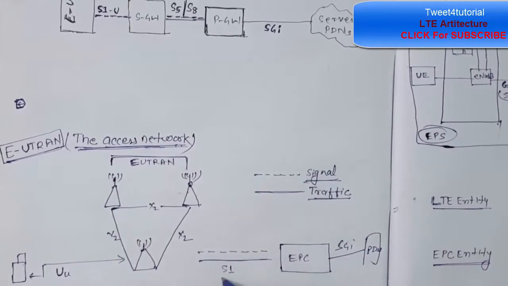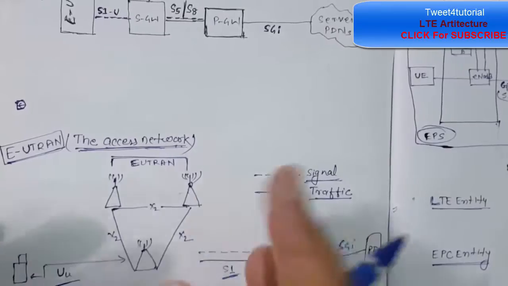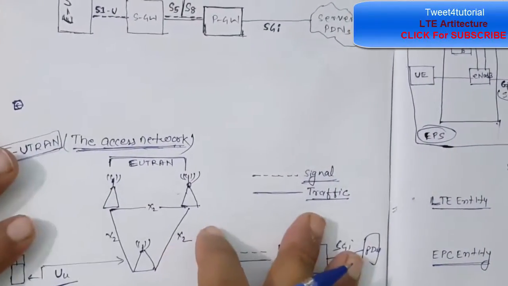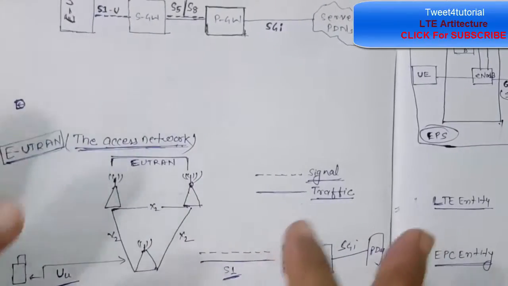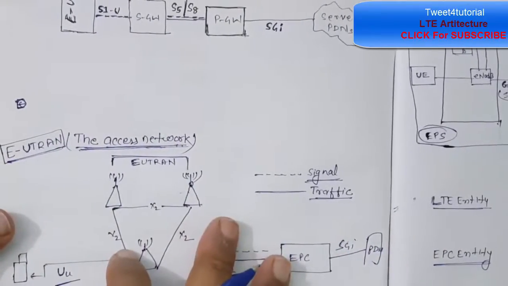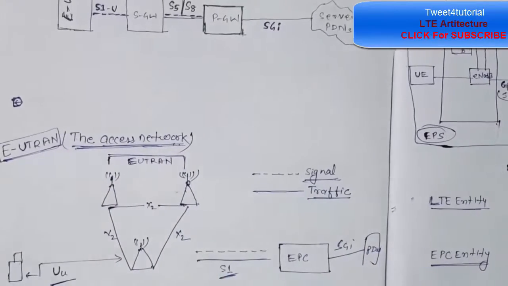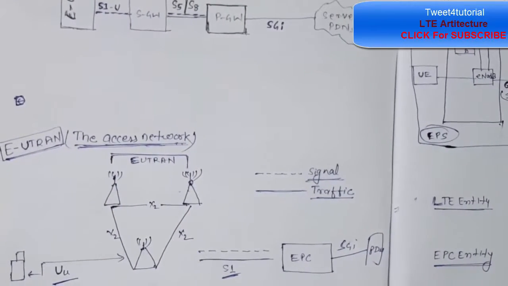SGi interface, S1 interface, and Uu interface. So this is the basic interface overview. I will go deeper, but this is the overview of the LTE network architecture. This is the basic LTE network architecture.